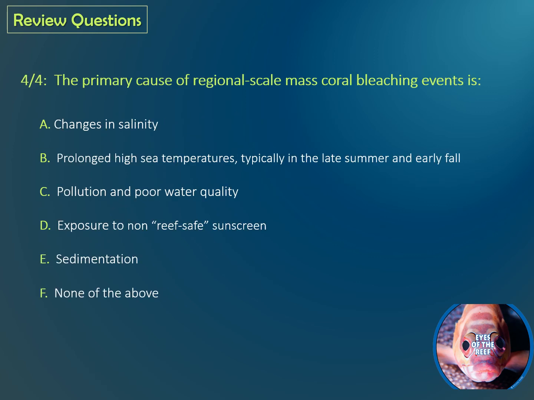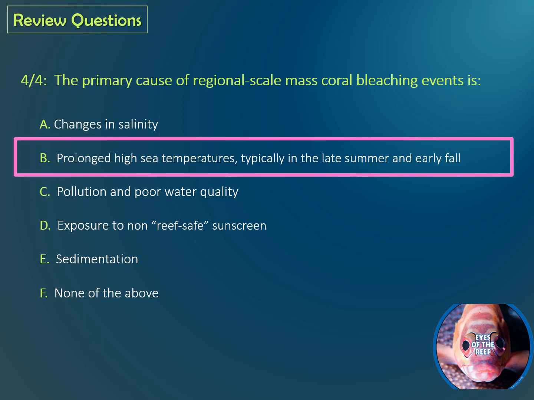Okay, last question. The primary cause of regional scale mass coral bleaching events is A, changes in salinity, B, prolonged high sea temperatures, typically in the late summer and early fall, C, pollution and poor water quality, D, exposure to non-reef safe sunscreen, E, sedimentation, or F, none of the above. And the key word in this question is regional scale. So what causes mass scale coral bleaching events? And if you said B, prolonged high sea temperatures, typically in the late summer and early fall, you're correct.